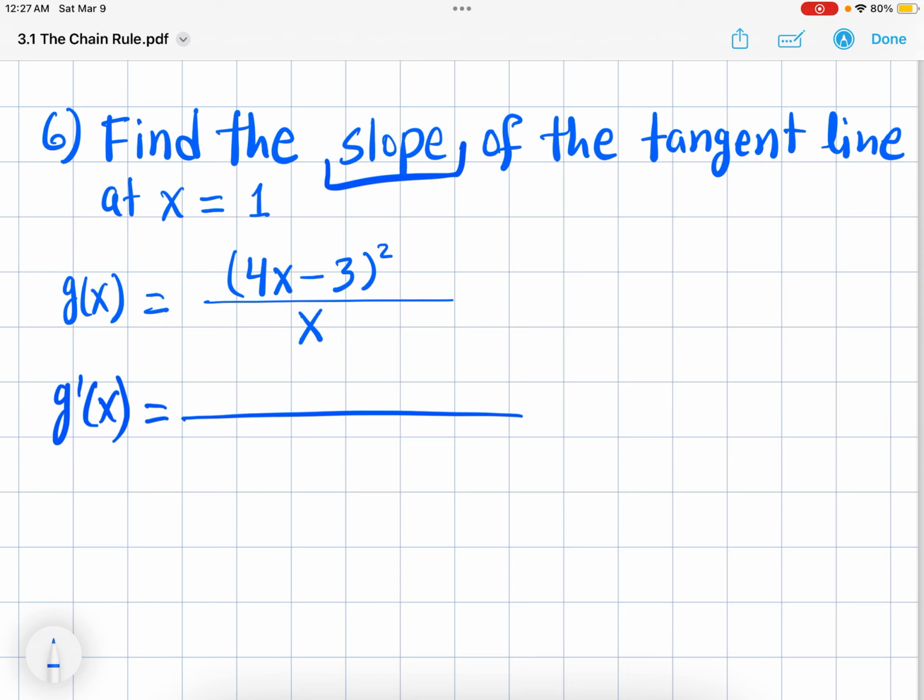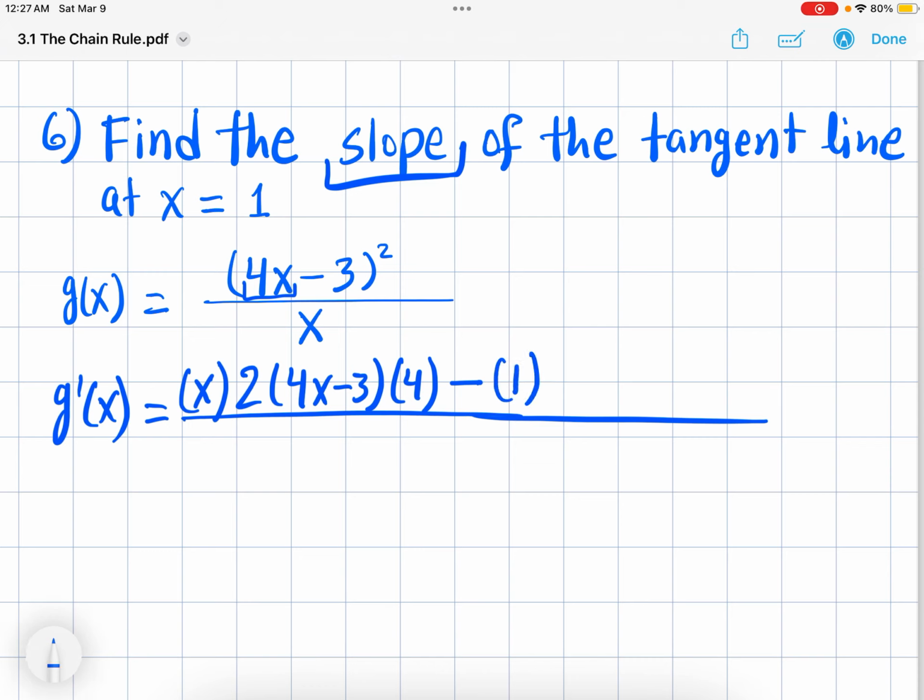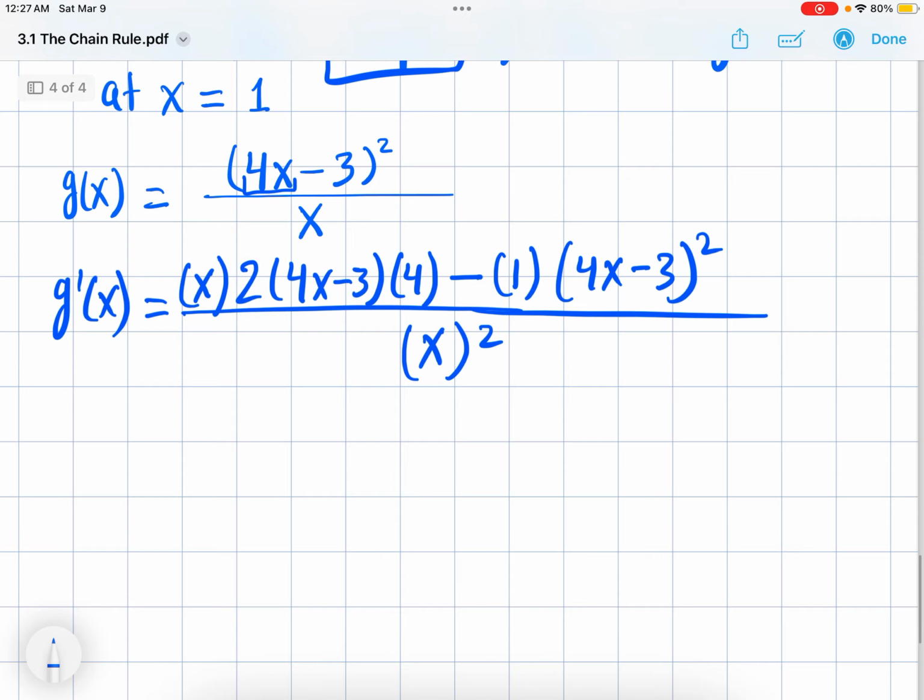Okay, I'm gonna find the derivative of this. It's gonna be 2 times 4x minus 3. Now we're gonna use the chain rule. Let's find the derivative of 4x, which would be just only 4, minus, now the derivative of x is 1, and we're gonna keep 4x minus 3 squared, and this is x squared.